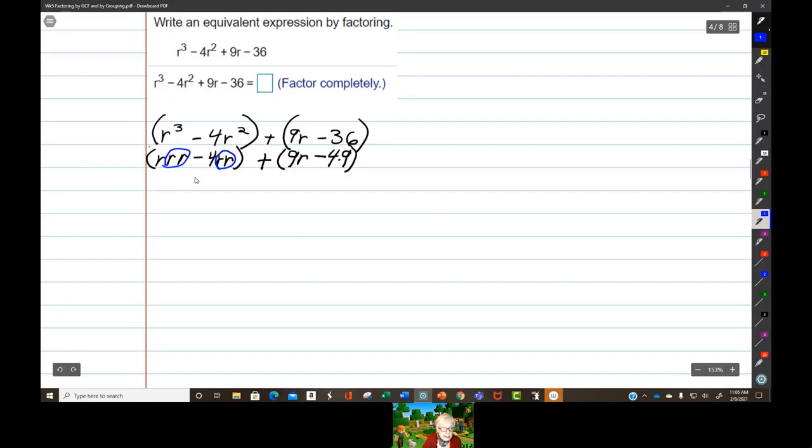Now, back to the start here. Both of these terms have two R's. That is R times R, R squared. So R squared is your GCF. Then I'm going to mark through my R's. My leftover in the first term is an R, just one of them. And then I've got a minus 4. And now I'm done with the first two terms.